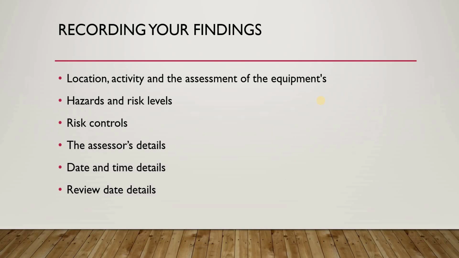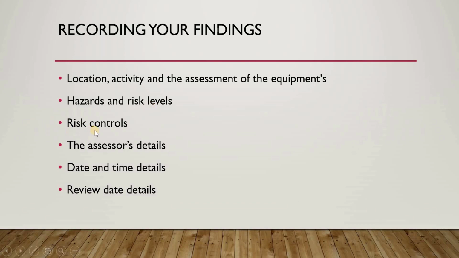Now in the second last step we have to record our findings, what we have done in the risk assessment. For example, we have seen the location, what activity we are performing, and the assessment of the equipment, what equipment the workers are basically working with. We have to list all these things. Then we have to list the hazards and risk levels we have discussed before. We have to identify what the hazards are and what the risk levels are.